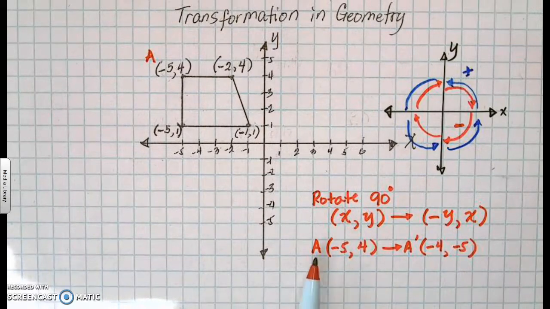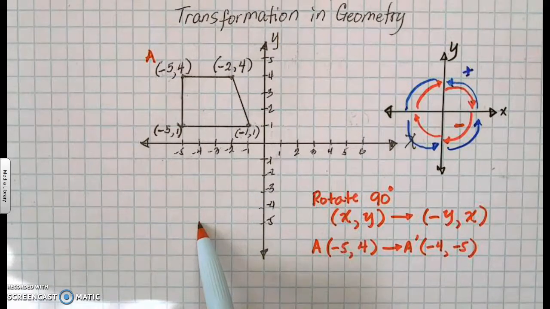So let's begin. If my A is (negative 5, 4), according to the rule, we'll have to flip them, making 4 become a negative 4, and you're keeping the x and putting it in place of the y. So where will A prime be located right now? A prime is going to be here.